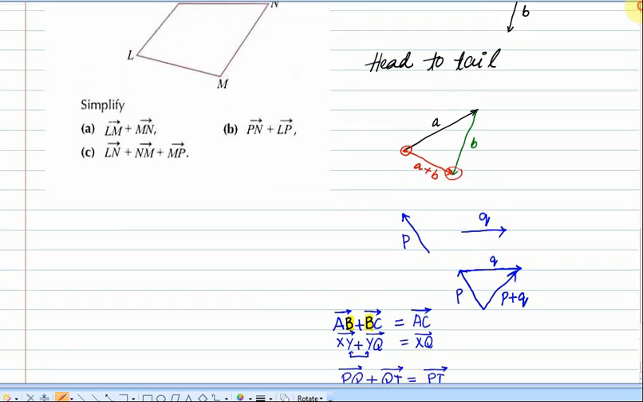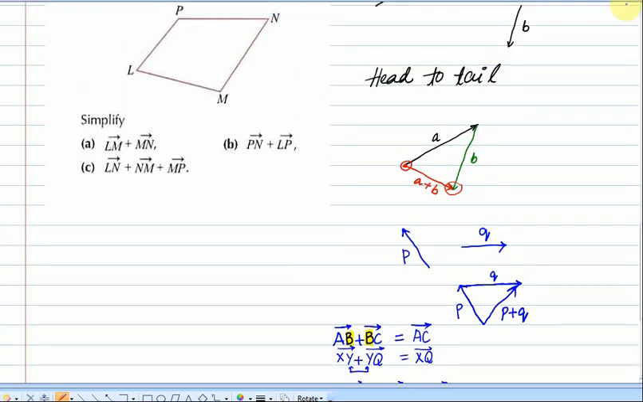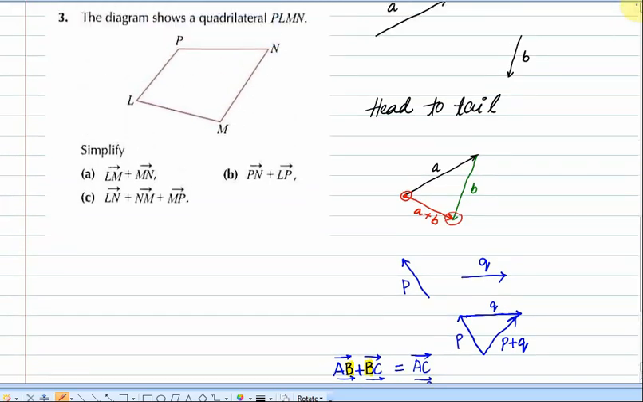Now applying those concepts on question number 3. It says the diagram shows the quadrilateral PLMN, simplify LM plus MN. So first start with L to M and then from M to N. Now in general I explain this concept in such a way. Let's suppose you are standing at point L, right? You first move to M and then you move from M to N. Now you are standing at N. That means your resultant is from L to N. That is your resultant.